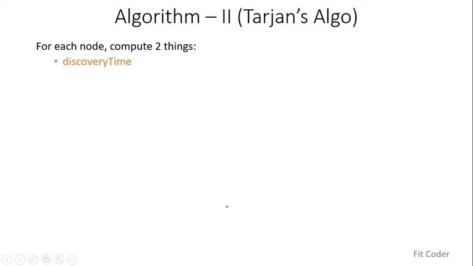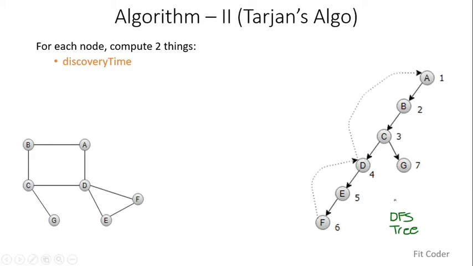Tarjan's algorithm says that for each node, we have to compute two things. The first one is the discovery time. Discovery time is nothing but the order in which we are discovering these nodes. First we discover A, so it is given the time of 1. Then we discover B, so we increment the timer to 2. Similarly, then we explore C, then D, then E, then F, and at the last we explore G. We're just incrementing a variable and considering it as discovery time. It is just a notation to keep track of the order in which we are visiting the nodes.